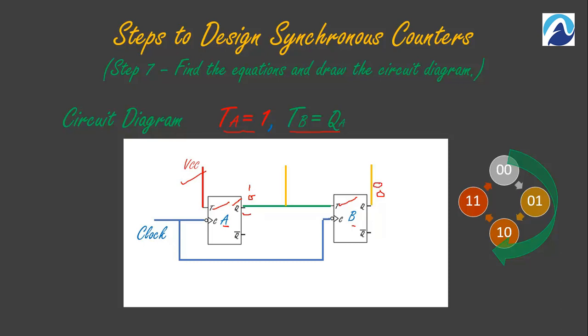In the next clock, flip-flop A will toggle always. It becomes 0, and it becomes 1 in the next clock. But in the second clock, flip-flop B will toggle because the value is 1, so this will become 1. In the next clock, flip-flop B will not toggle because the value is 0, so it will remain 1. So you can see the count is 00, 01, 10 and 11. This is the simple working and designing of a 2-bit synchronous up counter.